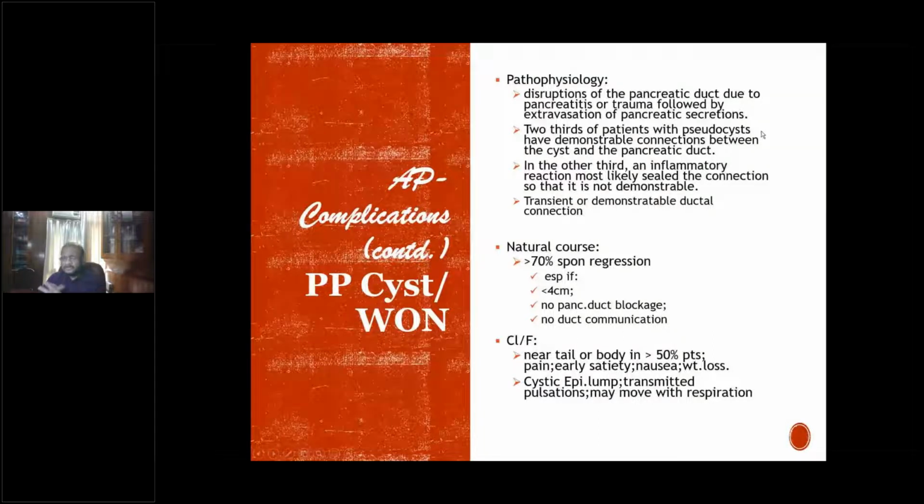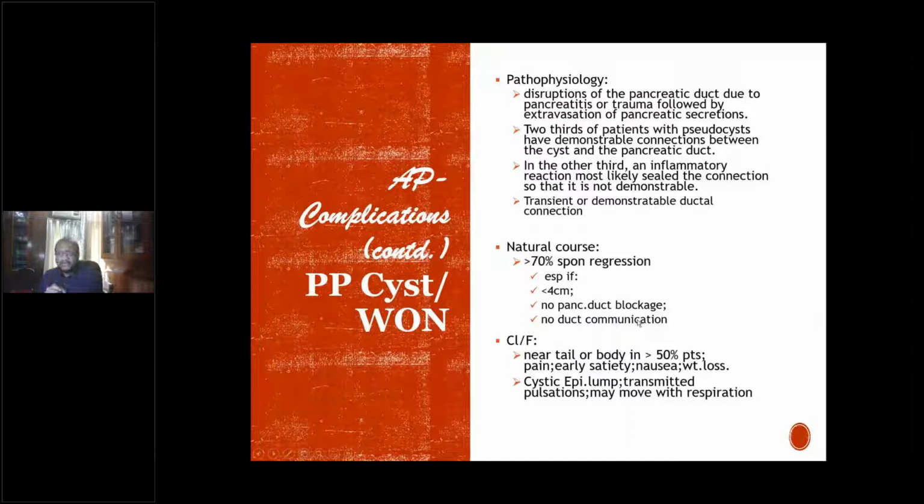Now, two-thirds of these patients with pseudocysts would show a demonstrable connection. That means you can demonstrate, yes, I can see this connection. But in one-third, no connection is visible. And what has happened? Probably that connection has been sealed off and it is no longer demonstrable. The natural course, I said earlier, almost 50% spontaneous regression, especially if it is less than 4 centimeters in size, no pancreatic duct blockage, and no duct communication, right?